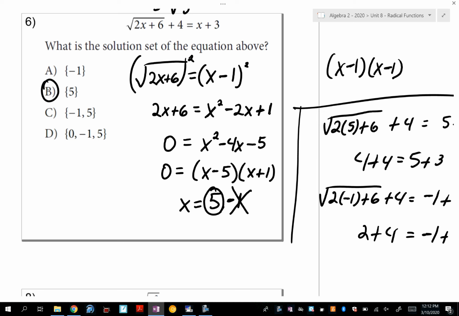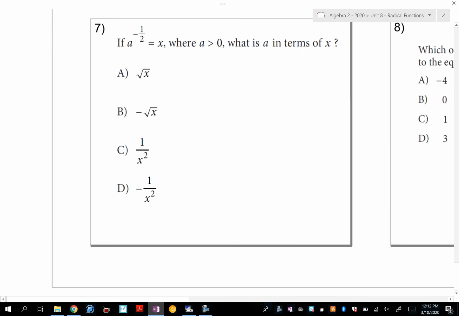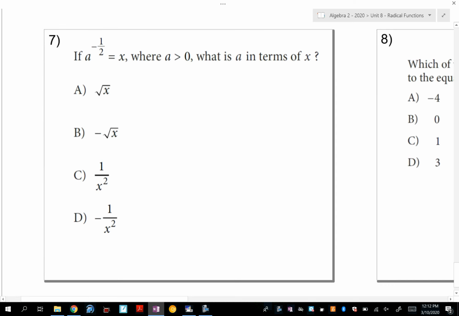I'm going to post the key. Don't you worry. All this will be on there. You can watch it again. All right, let's keep going. Number 7. Yes, I'm recording right now.